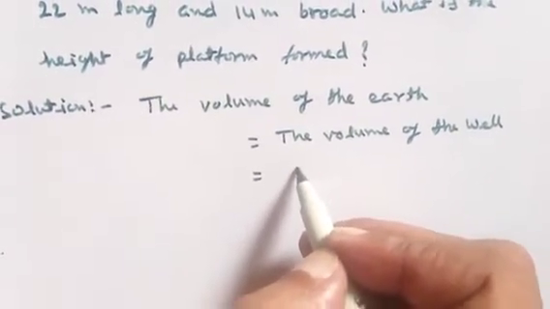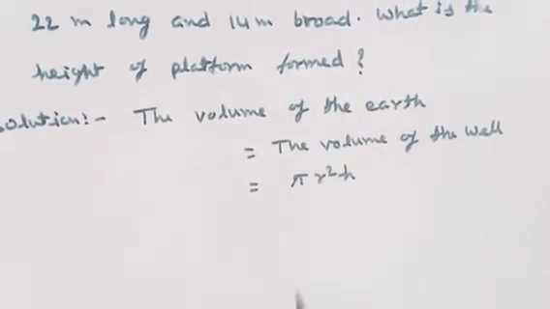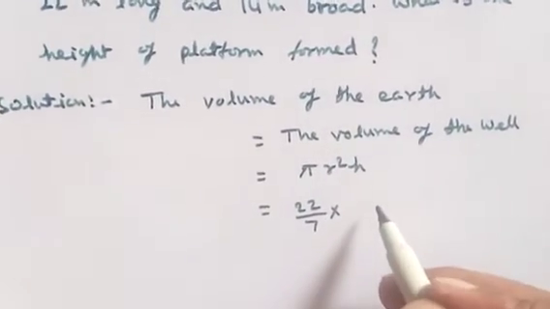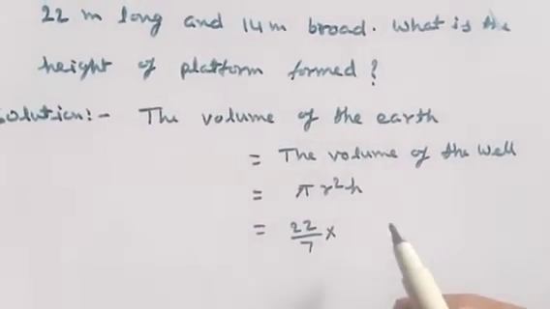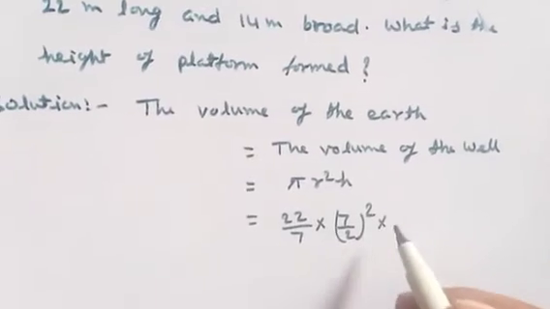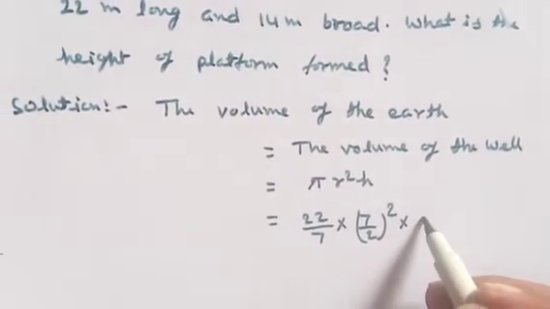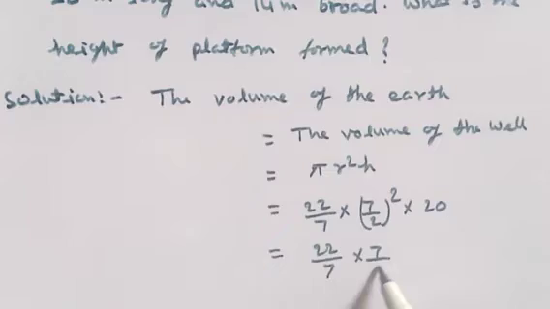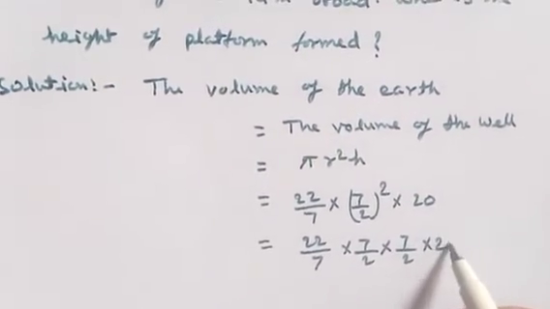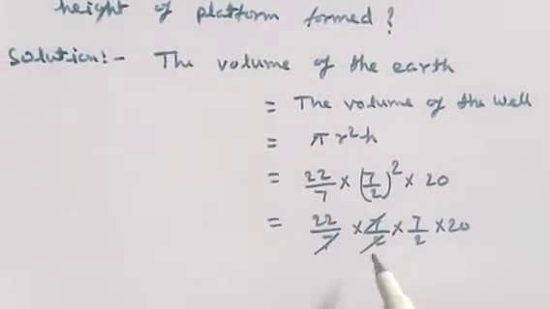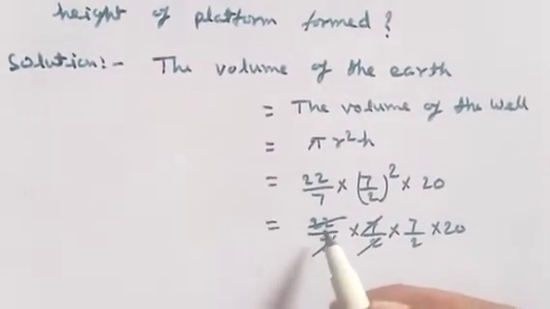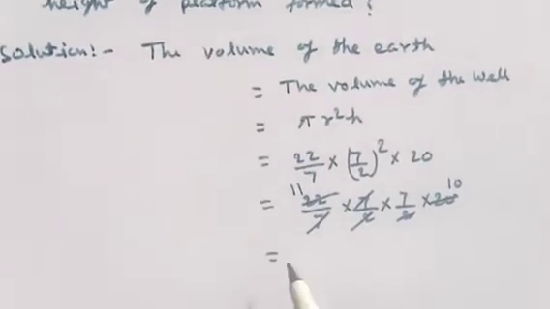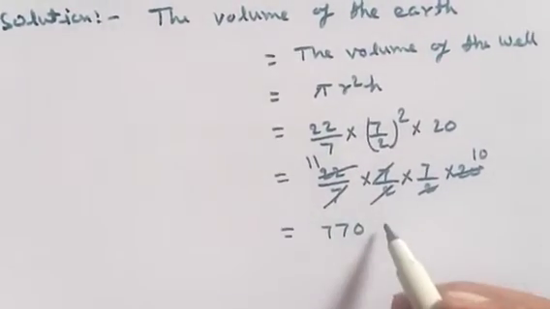equal to pi r square h. Pi means 22/7 into r is 7/2 square into h 20, so equal to 22/7 into 7/2 into 7/2 into 20. 7 to 7 cancel and 22 is divisible by 2 11 times and 20 is divisible by 2 10 times, equal to 770 meter cube.